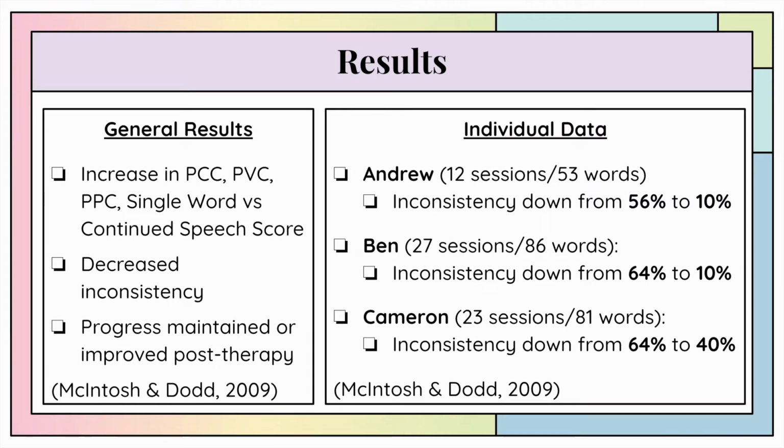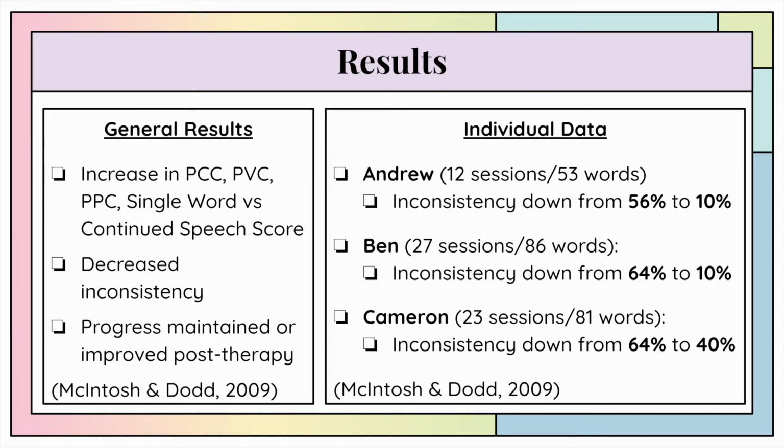So here are the results. We'll cover the 3 key general results first, and then we'll look at some of the individual data for the boys. So on the left here, you can see the general results. Although the participants in this study had varying levels of success, it's important to note that all 3 boys saw at least some remediation of their inconsistent speech disorder. So the 3 main results from the study are as follows.